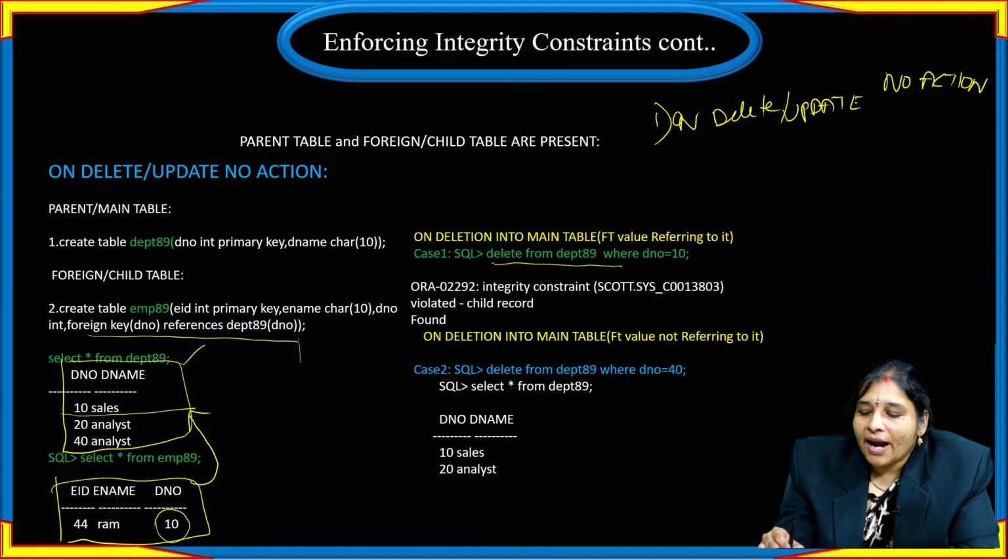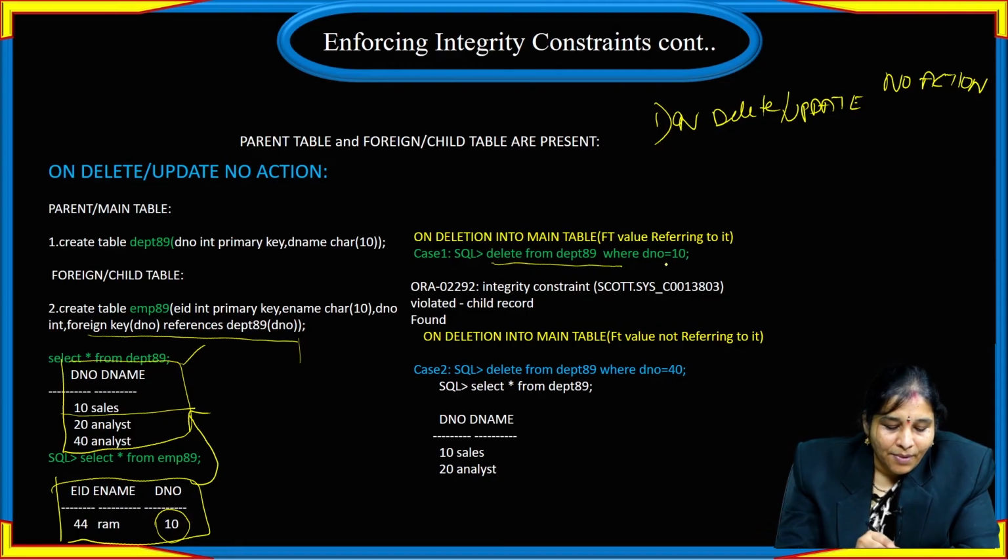So now when I try to delete, so delete from department 89 where D number is equal to 10. I try to delete this, but 10 is referenced by some other child table. Will it allow? According to my constraint no action, it should not allow. So when I execute this statement, it gives me back integrity constraint violated.